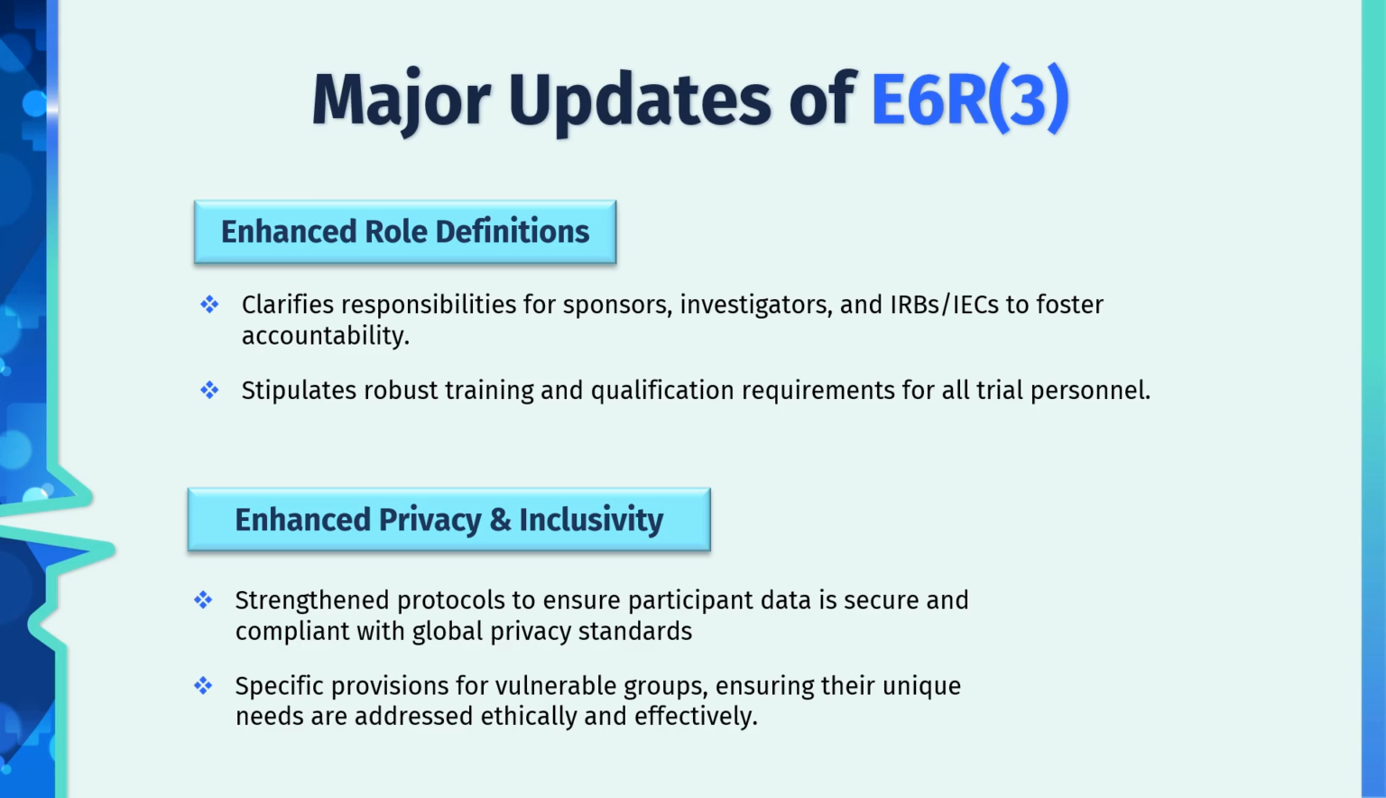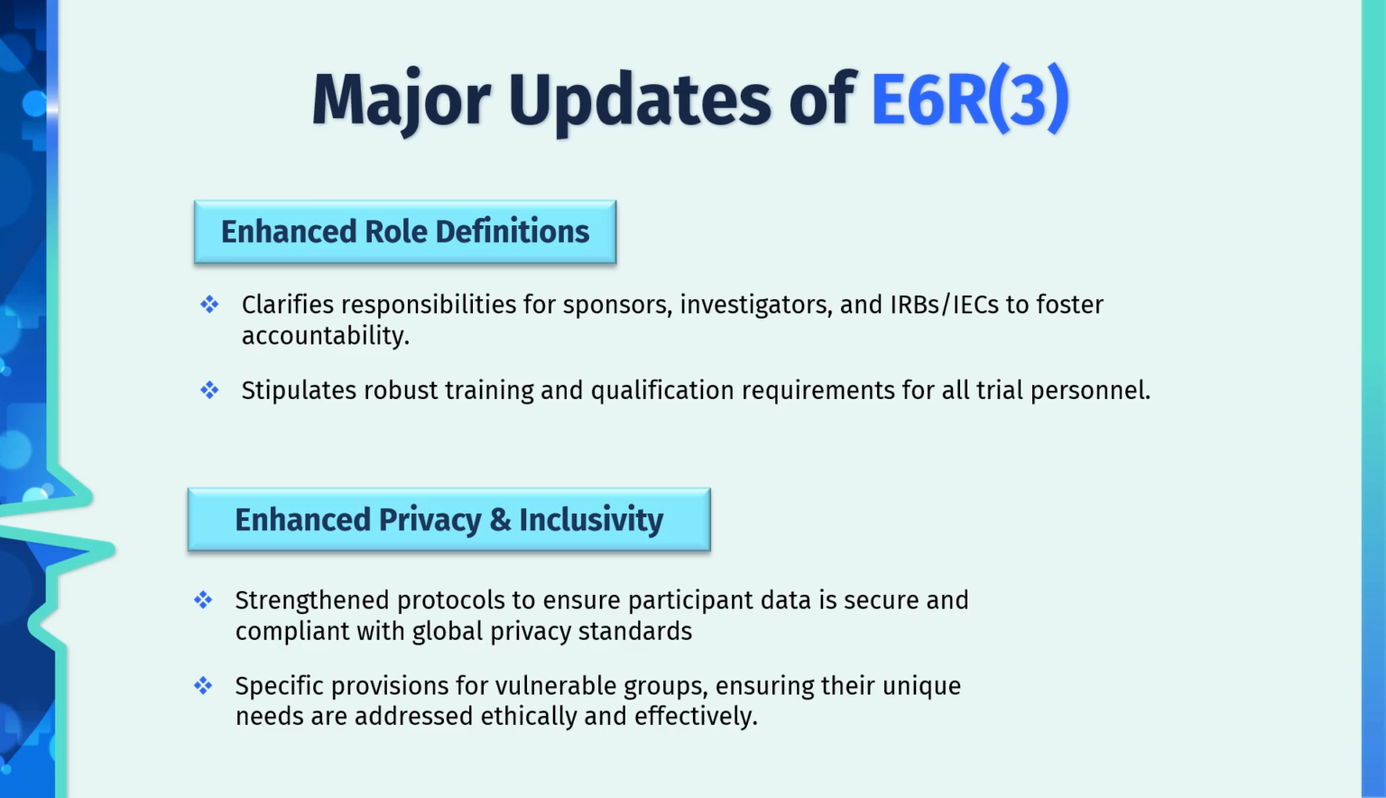But in this E6R3, they have enhanced the role definition, where they have clarified all of the responsibilities for the sponsor, investigator, and the ethics committees and IRBs, so that we maintain accountability and there is no lapse when it comes to patient safety and data integrity. So it was very important for the ICH GCP to clearly mention whose role and responsibility it is and how accountability would be maintained. That has been taken care of in the E6R3 update.